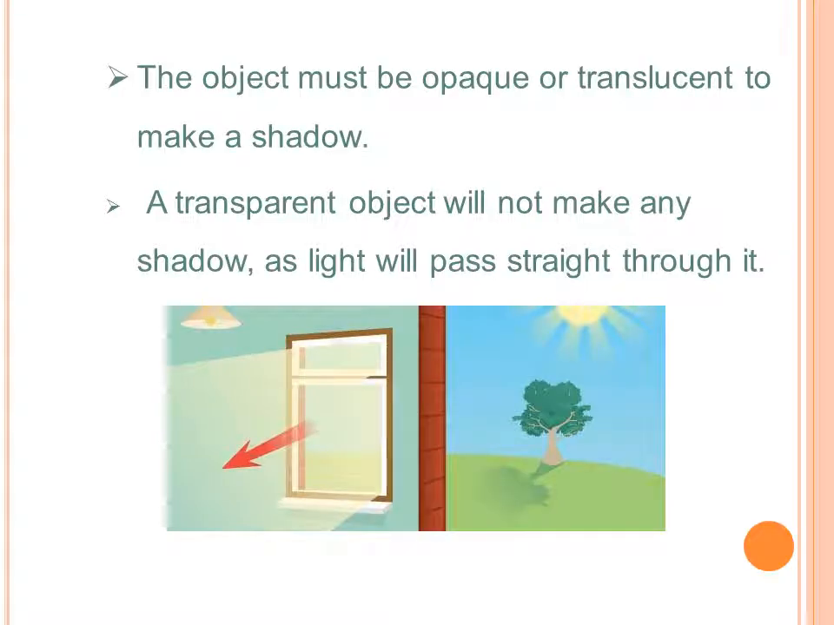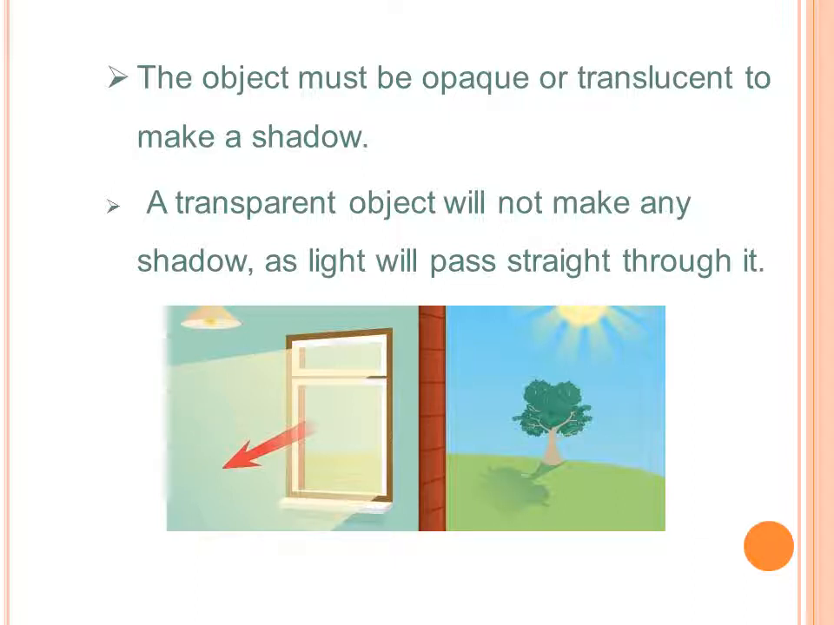Then let's talk about shadow. An object must be opaque or translucent to make a shadow. That means a transparent material never forms a shadow. Either the material must be opaque or translucent. Mostly we take opaque material to form a shadow. A transparent object will not make any shadow, as light will easily pass through the transparent object.